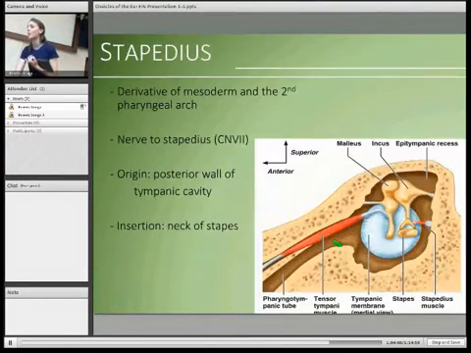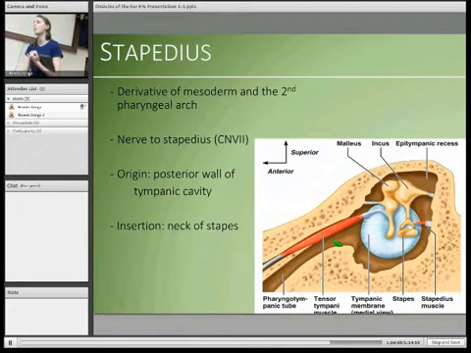Next, we thought we'd talk about the stapedius muscle, because I wasn't too sure about what it actually does, and it might be helpful for revision. So it's the smallest muscle in the body, and it's innervated by the nerve to stapedius, which is from the facial nerve. Its origin is the posterior wall of the tympanic cavity, and it's inserted onto the neck of the stapes, or the stirrup, which can be seen just over here.